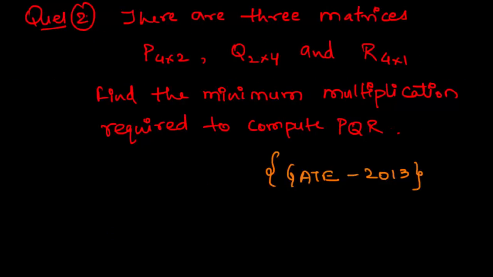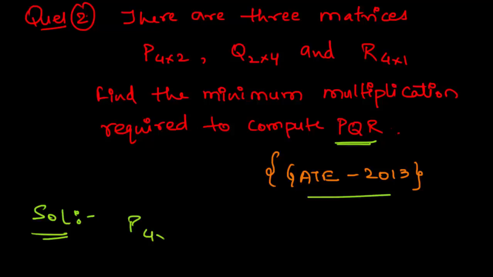In the end, let's solve one problem. So we have three matrices, P 4 cross 2, Q 2 cross 4 and R 4 cross 1. And we have to find the minimum multiplication required to compute PQR. So this is a GATE problem. It appeared in 2013. So let's try to solve it. So we need to find the multiplication of P, Q and R. So let's find out PQ.